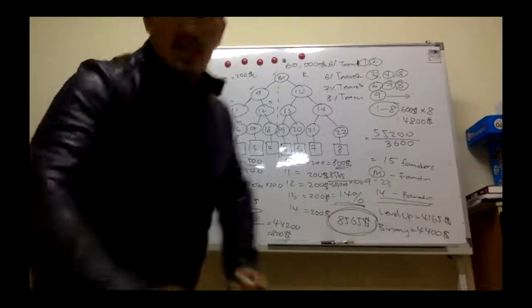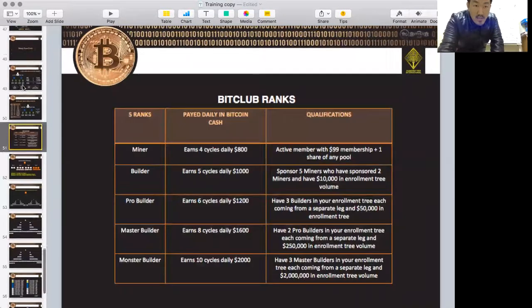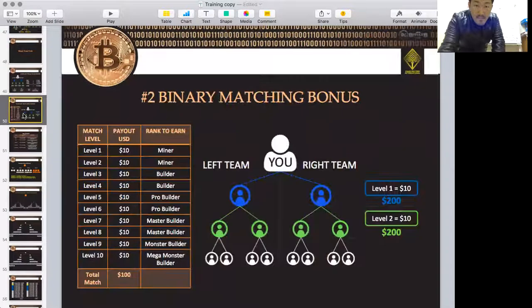Let me share the screen with you for a while. So there was this binary matching bonus. So I'll get into this right here. What's with all these $10 right here? Now, if you're wondering what is level, all of those recruited personally by yourself and all those accounts you bought for yourself are all considered level 1. Accounts which are recruited by level 1 are considered level 2.